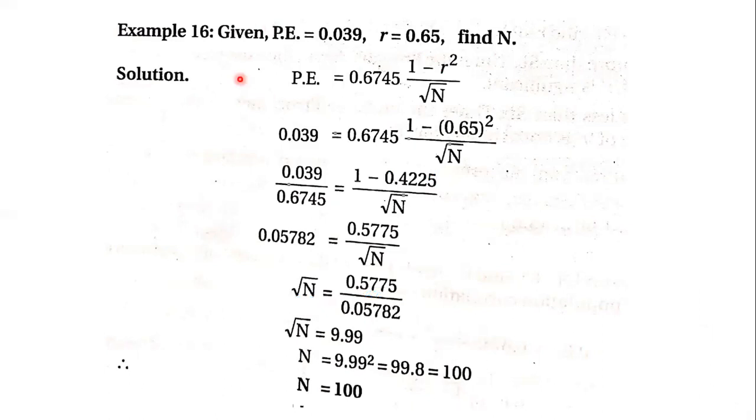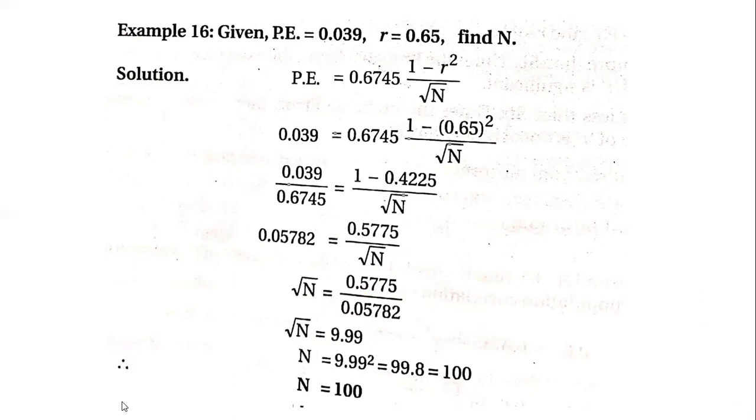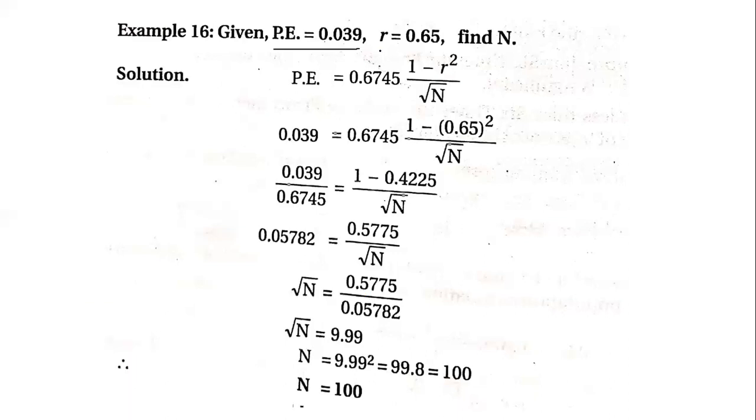So the next problem, if at all they ask, it can be only for 2 marks. Okay, so let's see. Given PE is equal to 0.039. Now, until now, we were calculating the probable error. But now, they have given the probable error, and let's see what they are asking us to calculate. They have also given us R. R is 0.65. That is the correlation coefficient. They are asking us to find the N, that is the number of variables that was present, or the sample that we have taken.